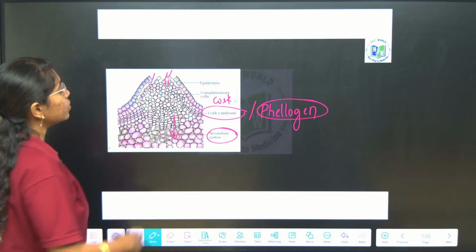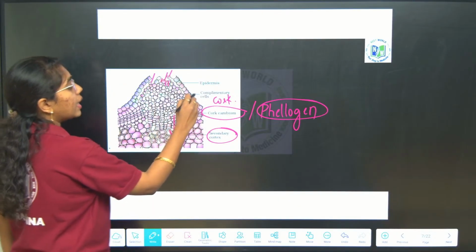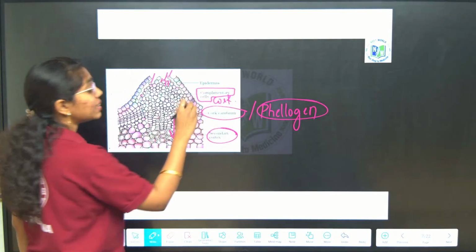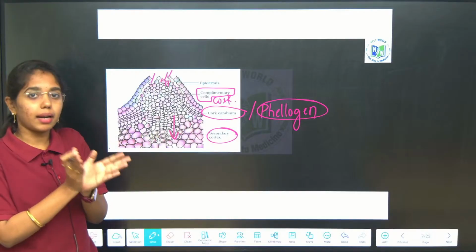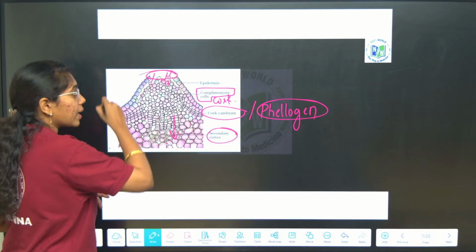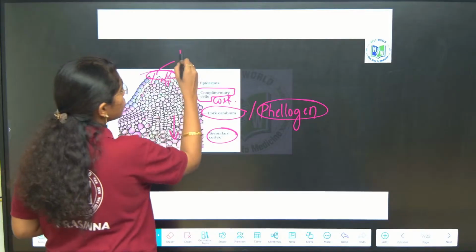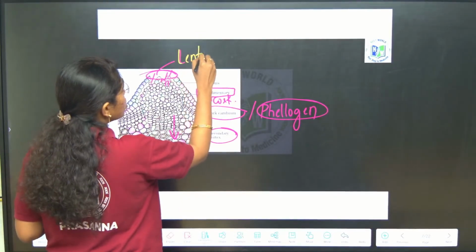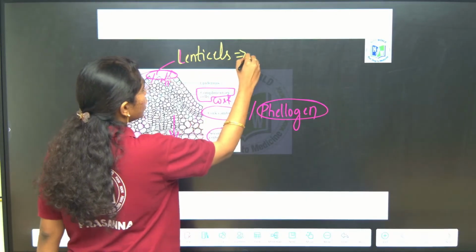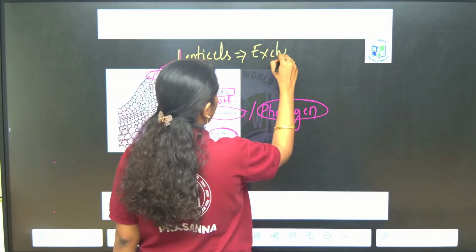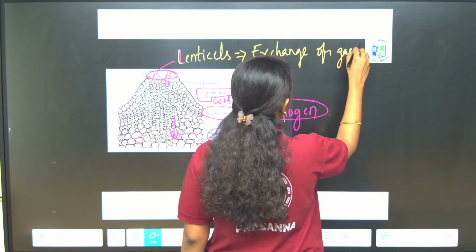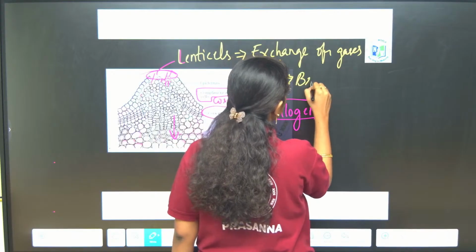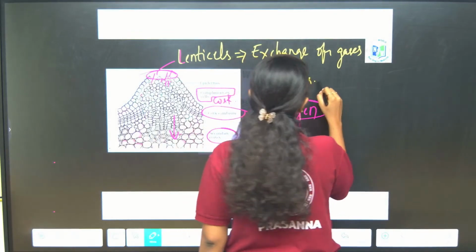So those cells which fill these ruptured spaces are known as what? Complementary cells, meaning additional cells which are formed, which rupture the epidermal wall, and the spaces created in the epidermis are what? Lenticels. This is lenticels, which will help in the exchange of gases, thereby serving the purpose of breathing of plants.